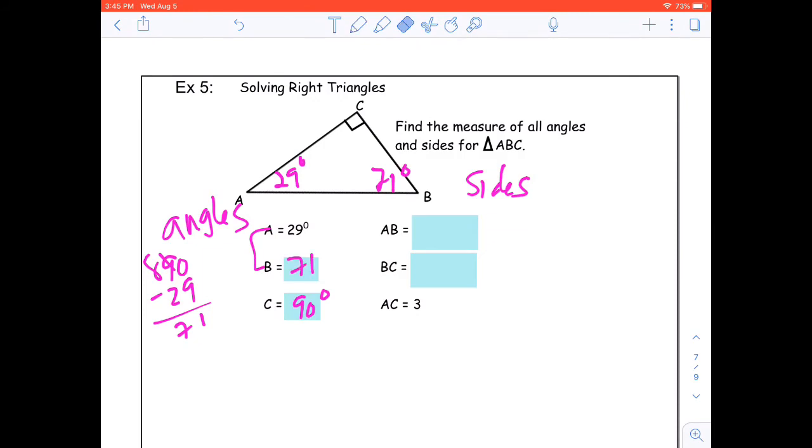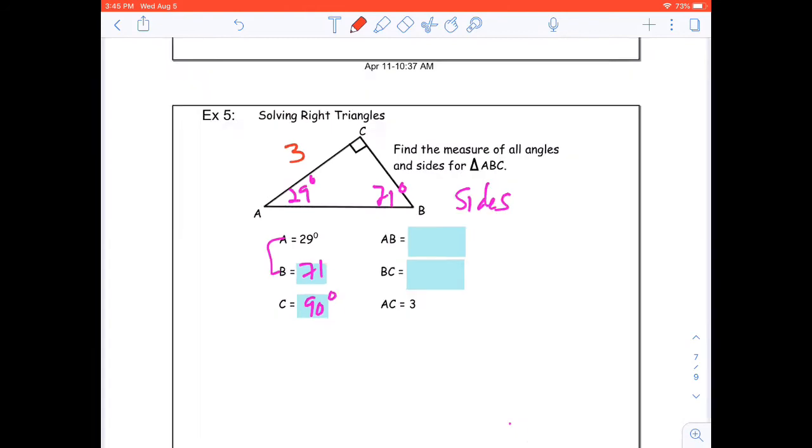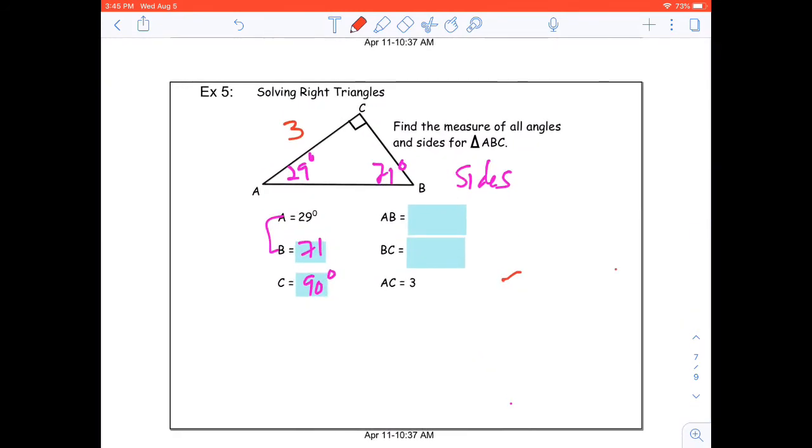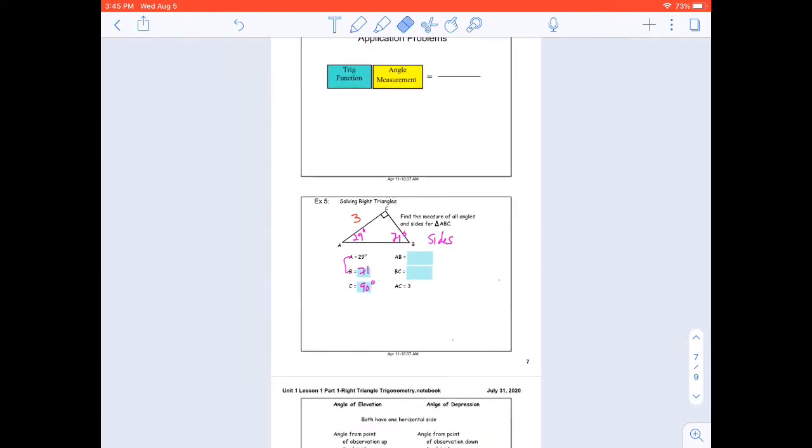All right. Now that we know the angles, we have been told that AC is 3 units. We have to find the side AB first or BC first. It really doesn't make a difference, but this is where the template comes in. You have to pick an angle. It does not make a difference if you want to pick the 29-degree angle or the 71-degree angle, but you cannot pick C. So I'm going to pick 29 just because that's what they gave me.